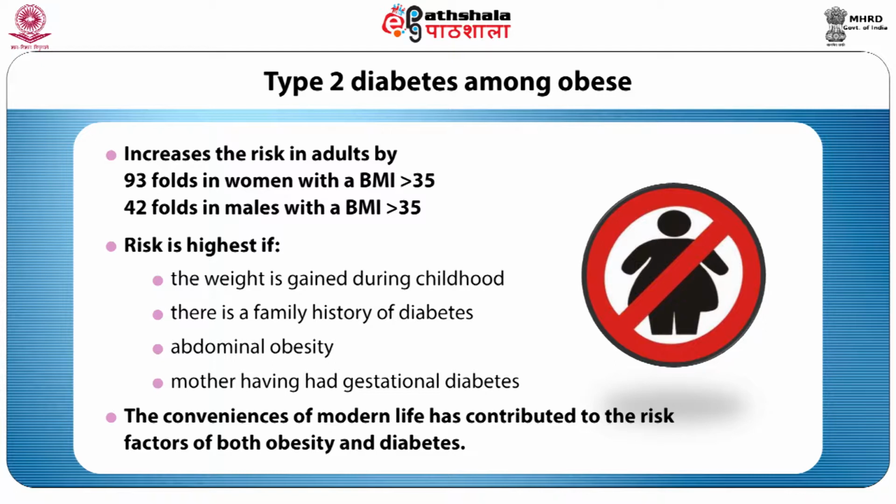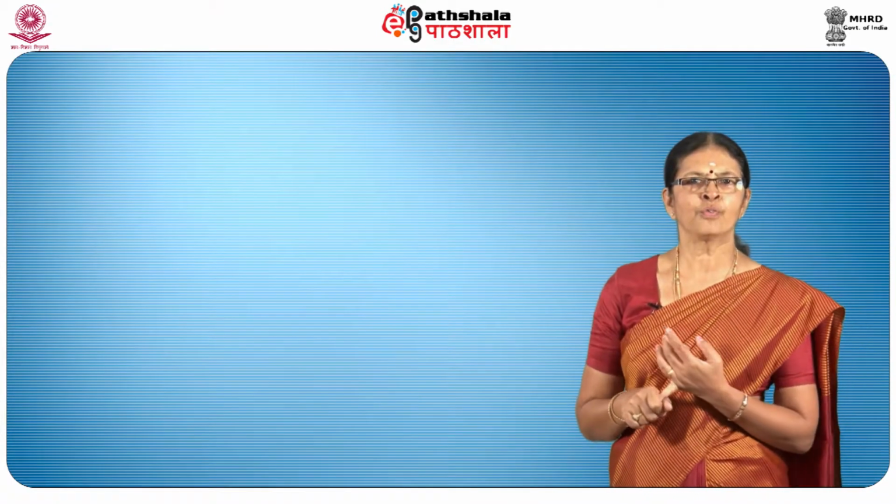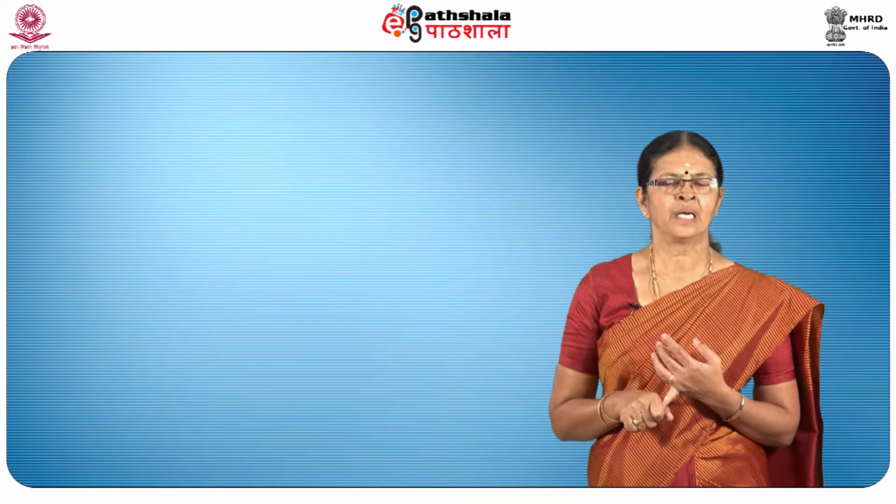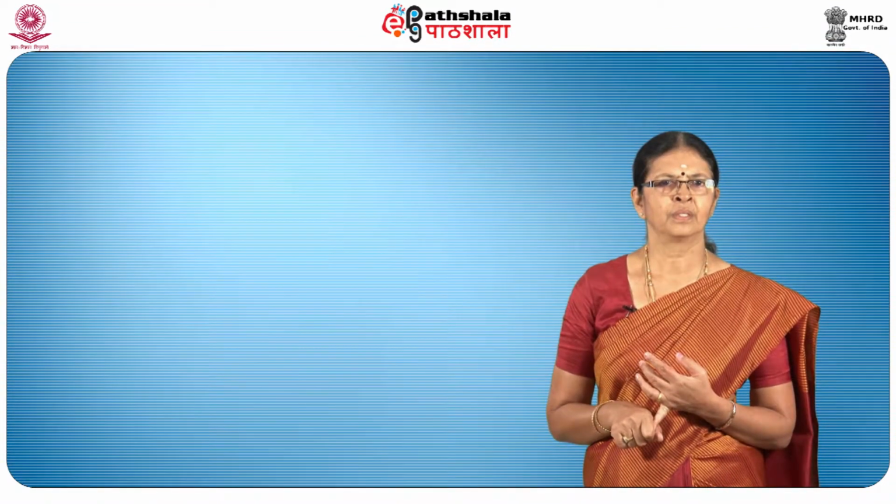Although both diabetes and obesity risk factors are often associated with race, age, and family history, it is becoming more and more clear that the conveniences of modern life also contribute to the development of both disorders. Understanding what causes the disease will hopefully allow us to prevent diabetes in the future.